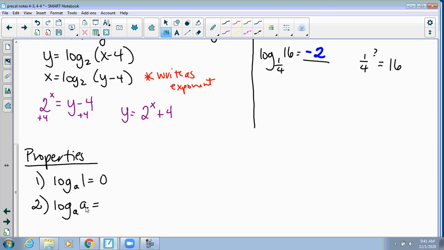If your base and the number you're taking the log of are the exact same thing, if they match, we know that we could say that a to what power is a? That's going to be the first power. So anytime that those match, your answer is going to be 1.